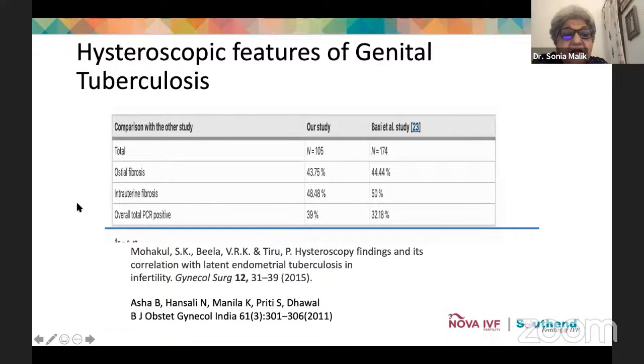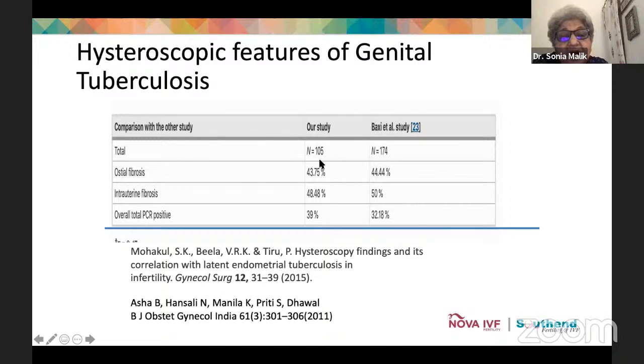And basically, there are two reports from India. There may have been many others, but these are two much quoted reports from India. This one is from Mahukal, which was published in 2015, which reports 105 cases, and Dr. Asha Bakshi's study, which reports 174 cases.